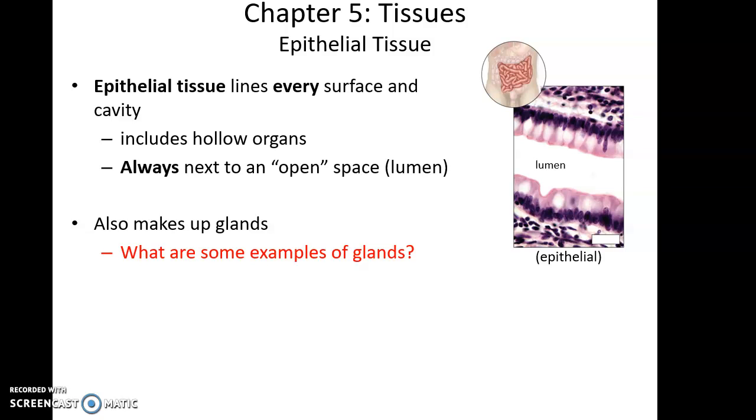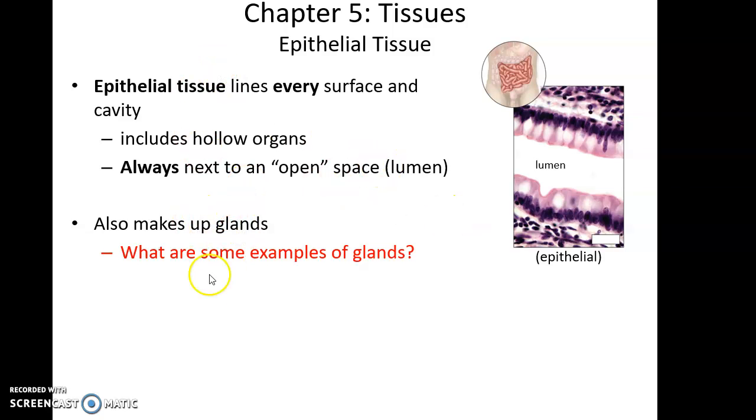Epithelial tissue is the tissue that lines every surface and cavity in our body. So it includes the inside of hollow organs, inside of cavities. Our skin is epithelial tissue on the very surface area. So that means epithelial tissue is always near an open space or lumen. Now that space, that lumen, might be filled with some sort of fluid or gas, but it is an open space where there aren't other distinct tissues.